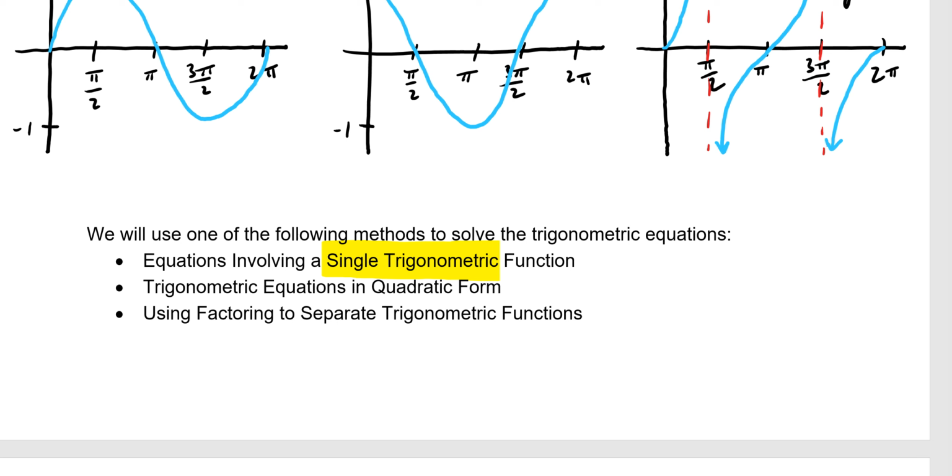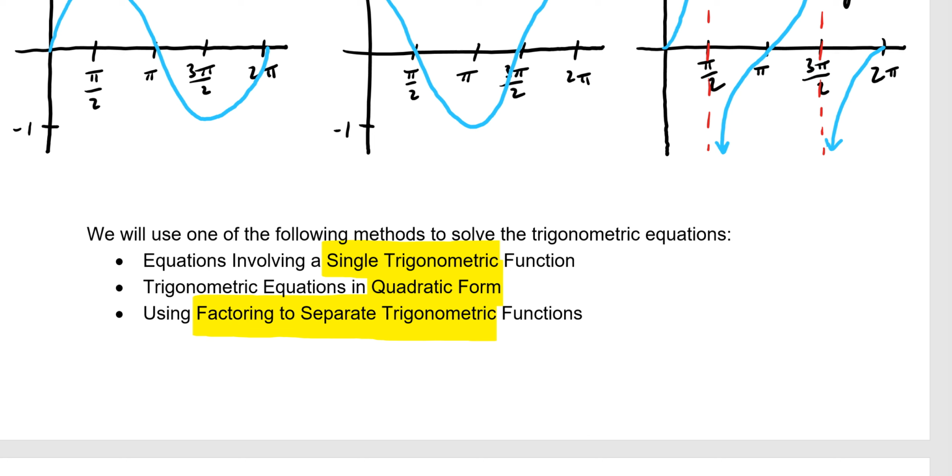The second type is the ones that are in quadratic form. We're going to have to solve these by factoring and using the zero product property, just like we factor a quadratic. And then there's going to be using factoring to separate trig functions. Obviously, we're going to have to use factoring for this. Usually that's going to be GCF factoring, and then we use the zero product property.